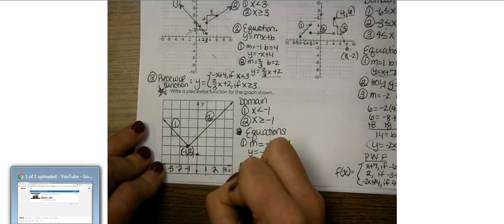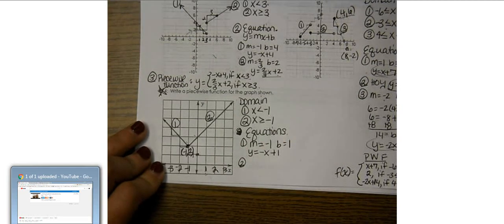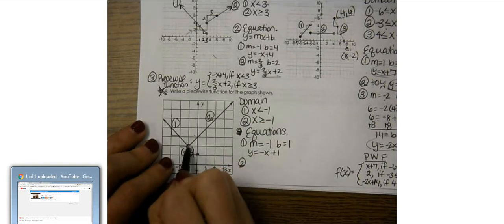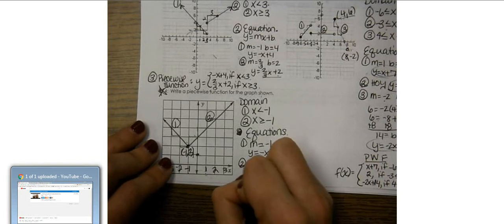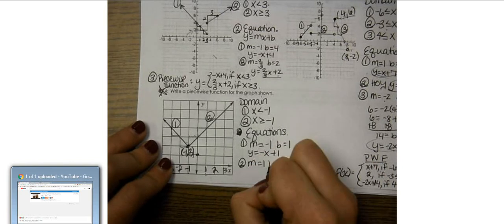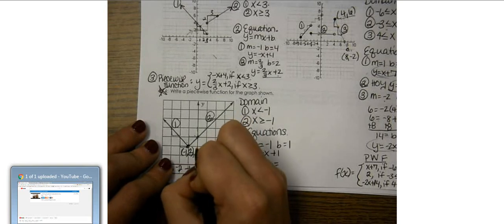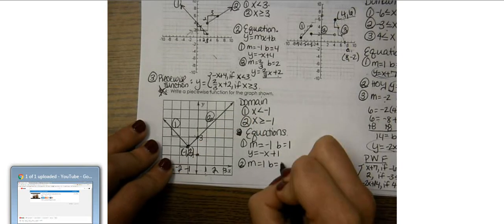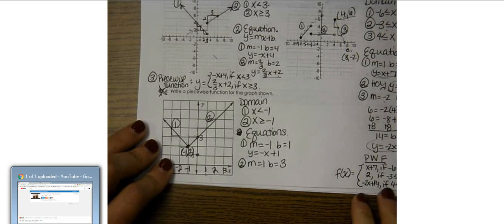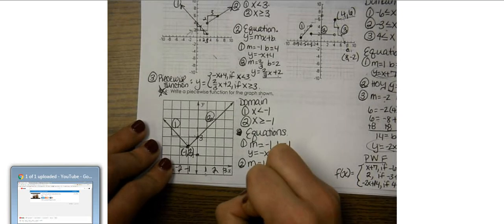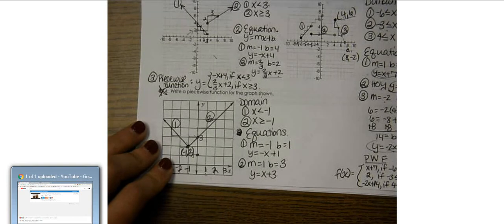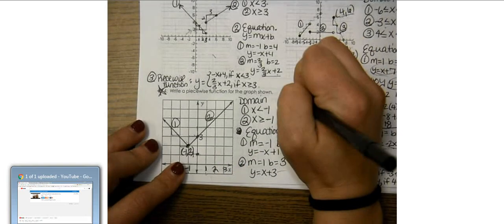My second equation, let's identify the slope. It appears to be rising 1 and running 1, so I'm going to write m equals 1. And my b value, it's crossing 1, 2, 3, where y is equal to 3. So my equation is y equals x plus 3. Now that I have my domain pieces and the equations, I'm ready to write my piecewise function.